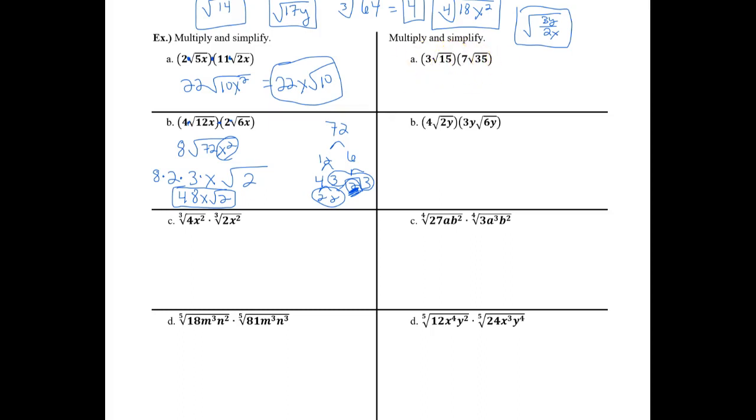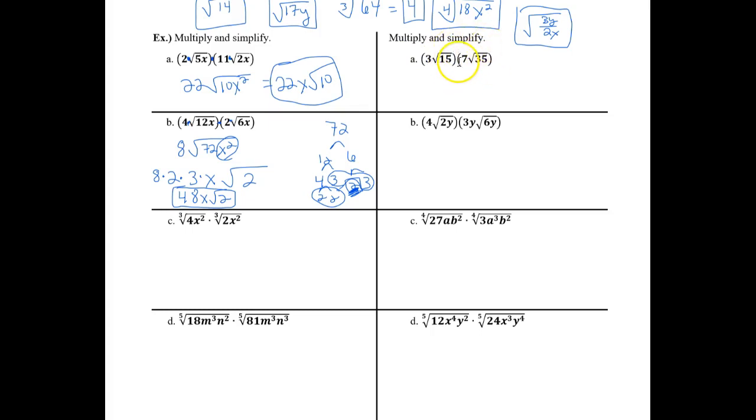Part A on the right hand side. 3 times the square root of 15 times 7 times the square root of 35. Individually, I cannot simplify these radicals, right? 15 is 15. It's not a perfect square. It's made up of 3 times 5. There are no perfect square factors in there. So there's nothing I can do individually.